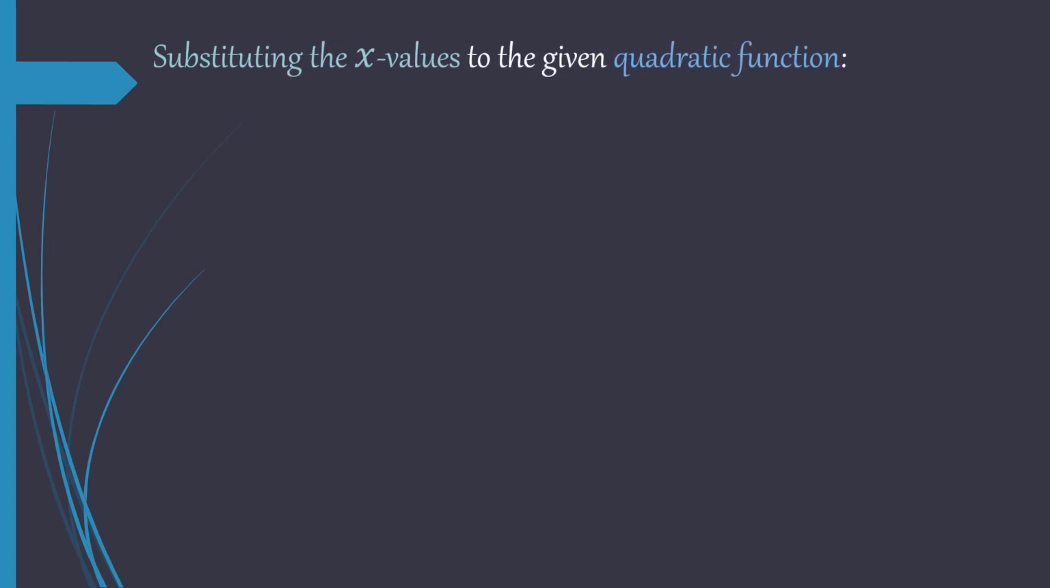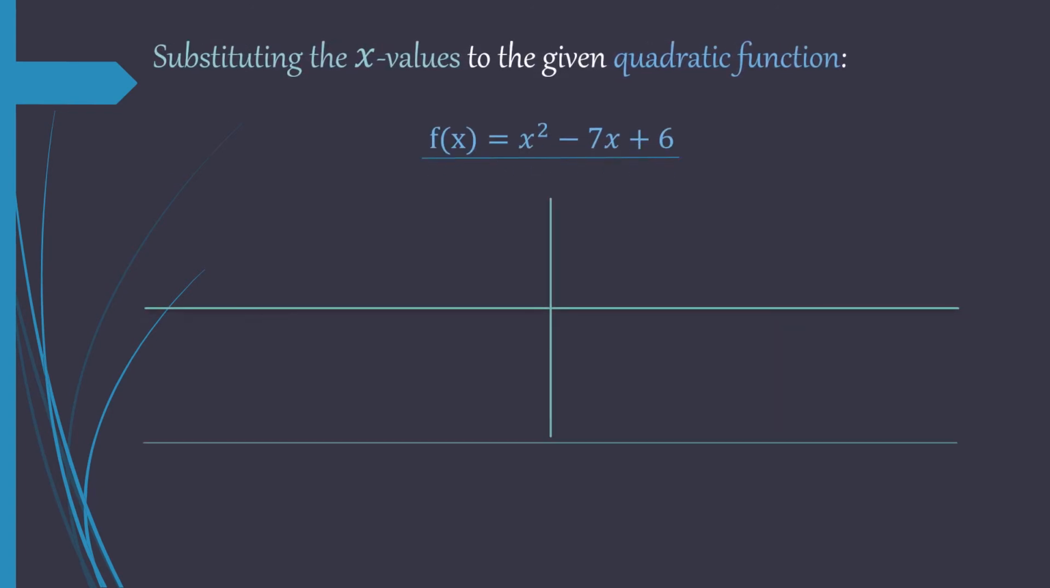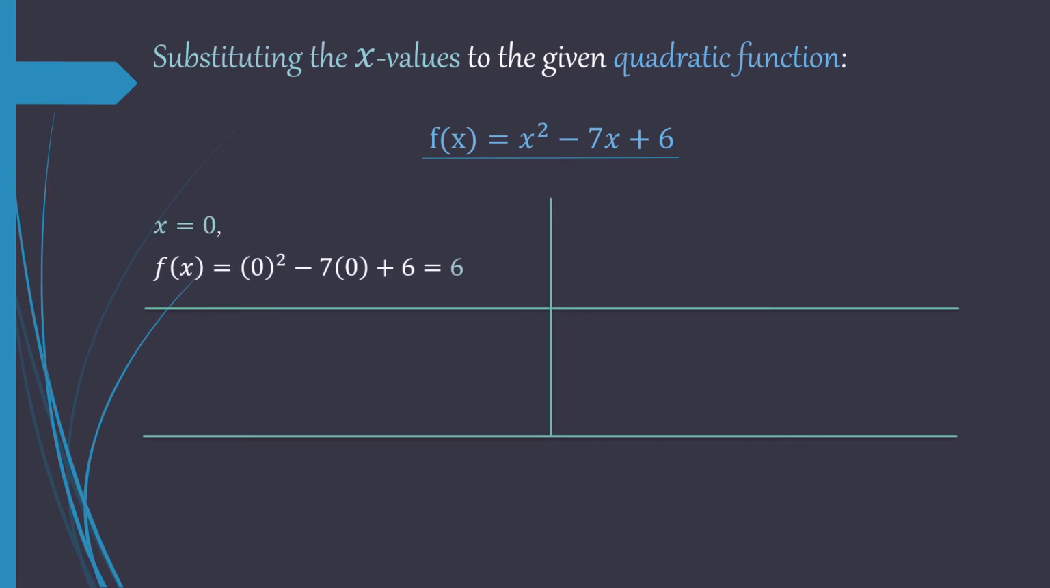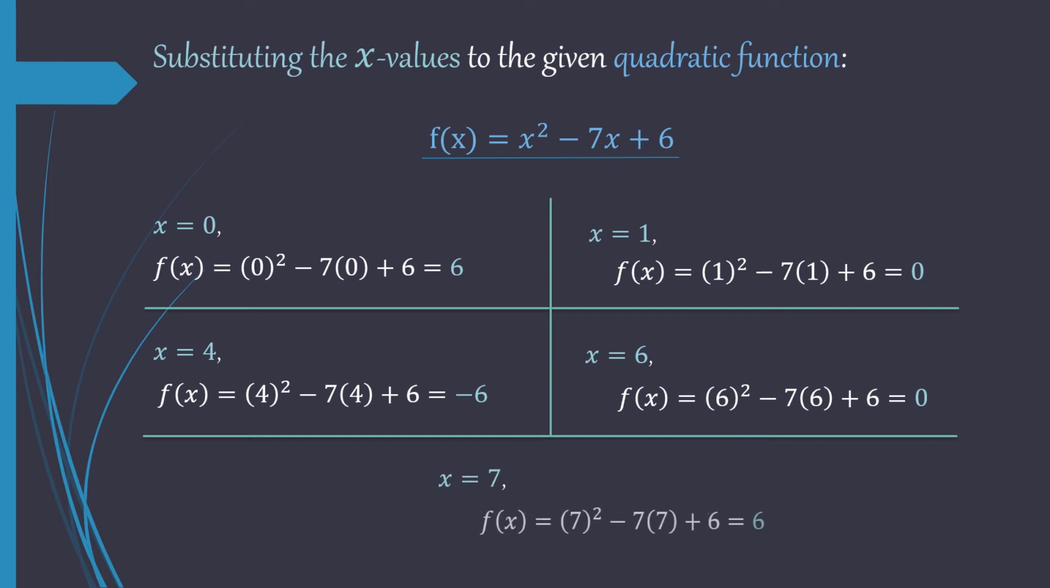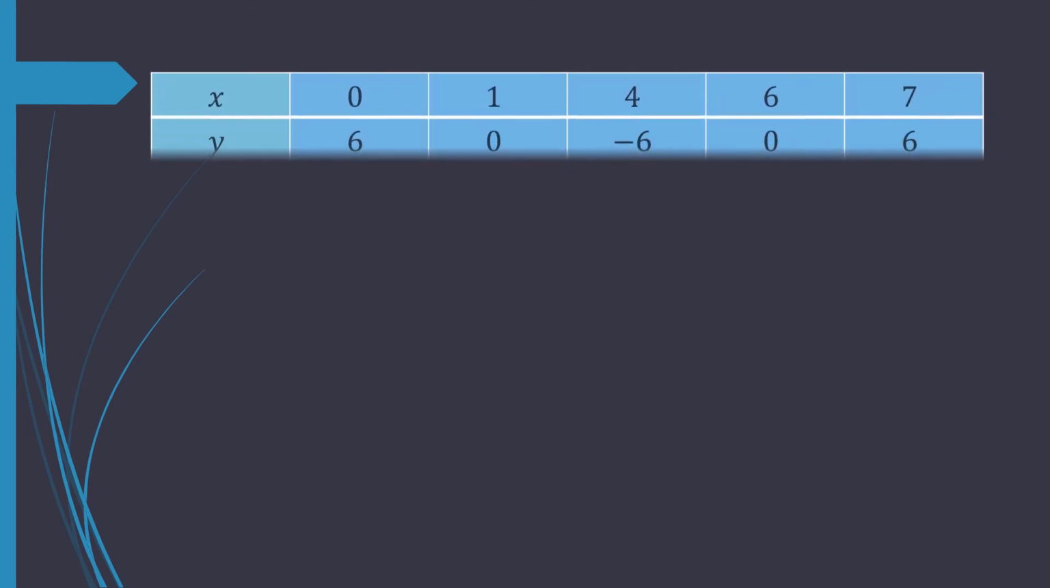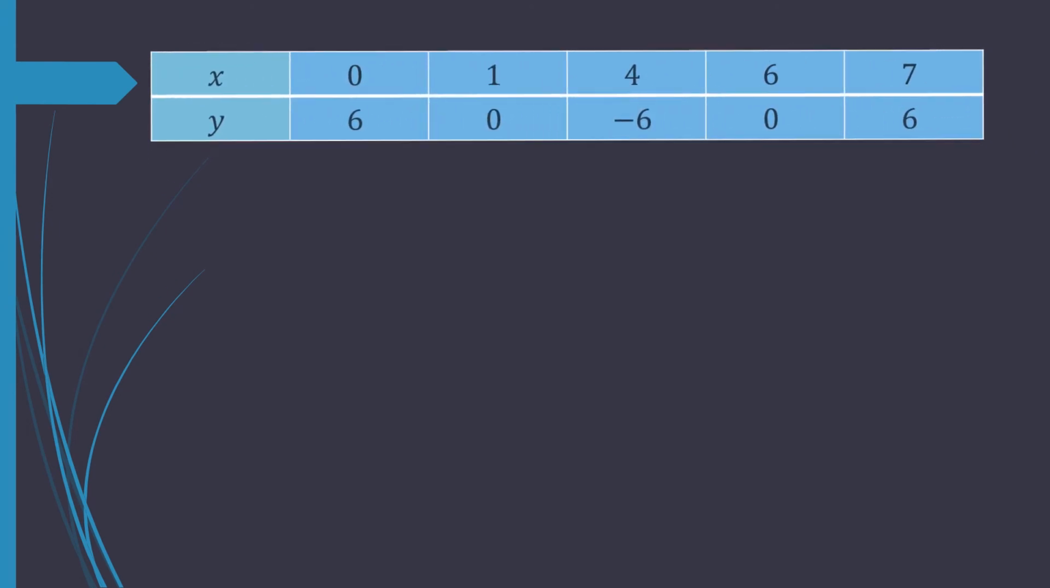Substituting the x values to the given quadratic function. When x is equal to 0, f(x) is equal to 6. When x is equal to 1, f(x) is equal to 0. When x is equal to 4, f(x) is equal to negative 6. When x is equal to 6, f(x) is equal to 0. And when x is equal to 7, f(x) is equal to 6. Now that we have the values of y, the table will look like this.